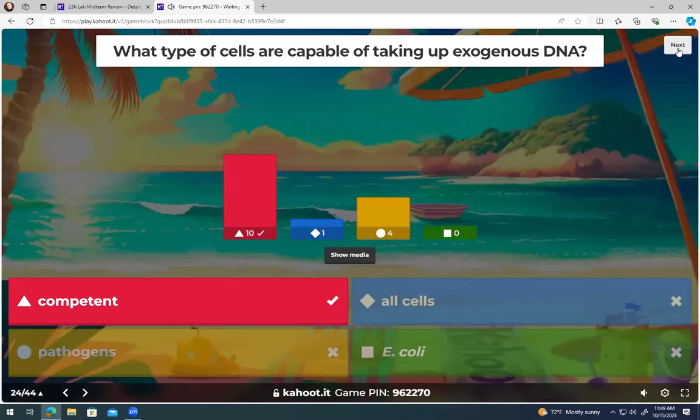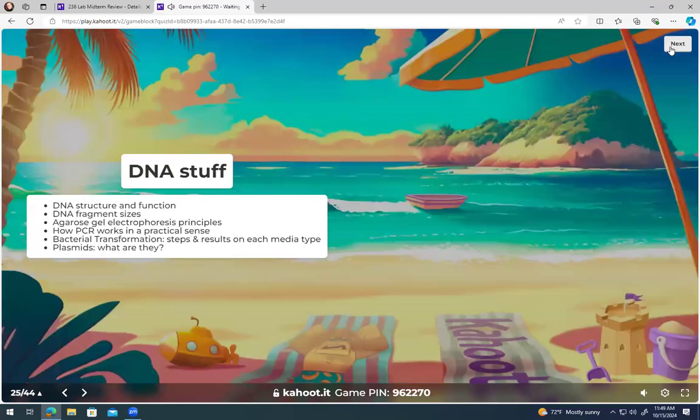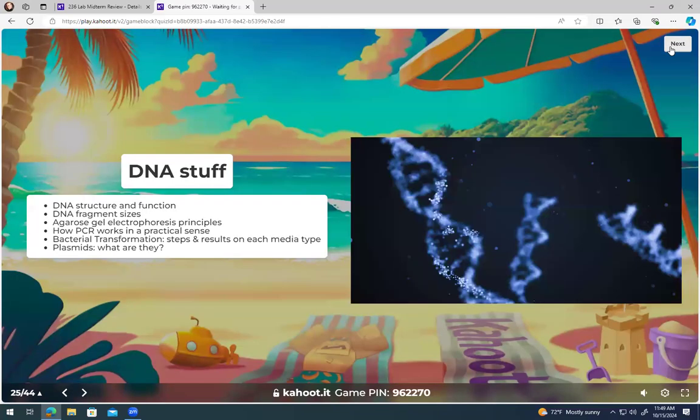All right, the term for this is competent, or you could say that is essentially the definition of competent. Competent cells are able to take up exogenous or outside DNA. All right, so DNA structure and function. I'm not really going to test you on that. The basics of it will help you understand the rest of it though. All right, so DNA fragment sizes, that's just talking about the kilobases and base pairs and all that stuff. So don't let the Ks.